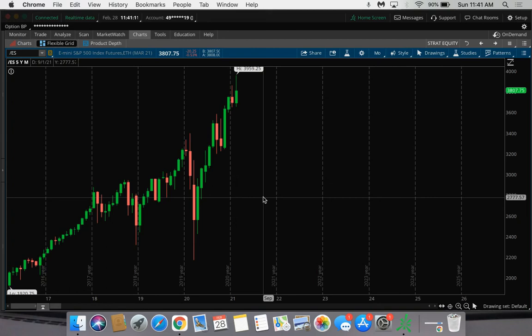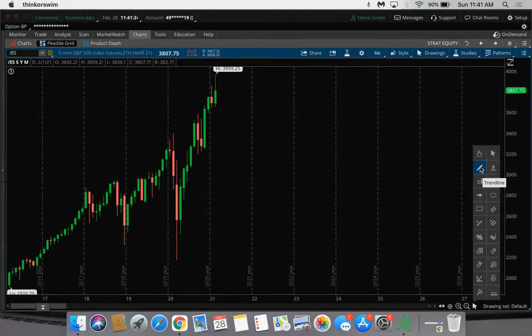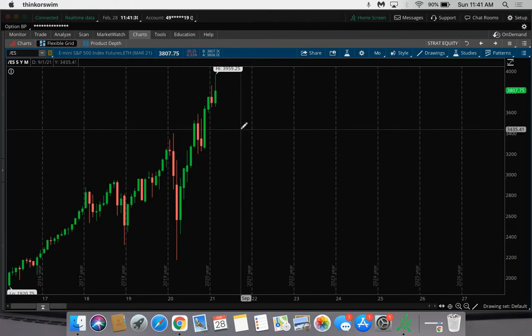Hey guys, I wanted to do a recap of what we talked about yesterday with broadening formations, because we just kept getting interrupted so much and kept losing my train of thought, and I don't know if I really got my point across. So when we want to draw broadening formations, we want to start with the highest time frame, and we typically want to start with the more recent broadening formation.